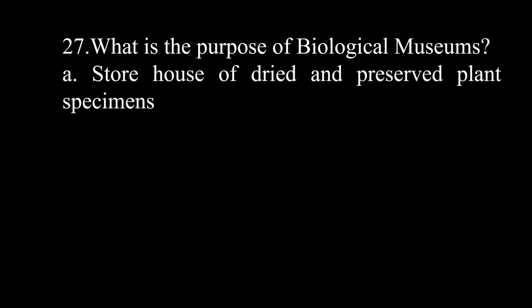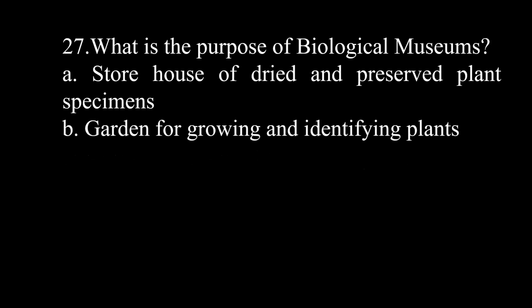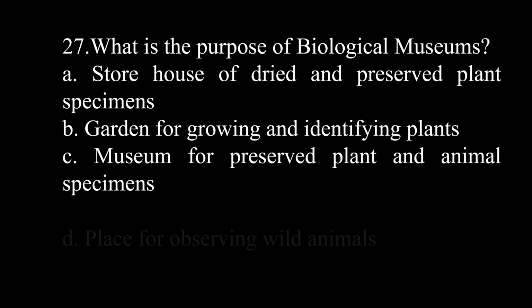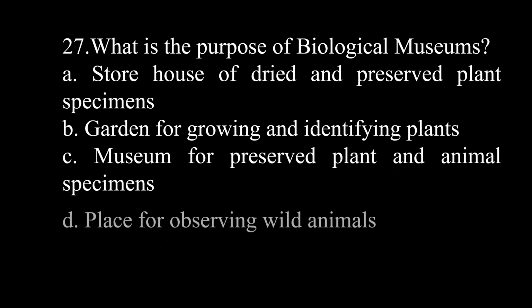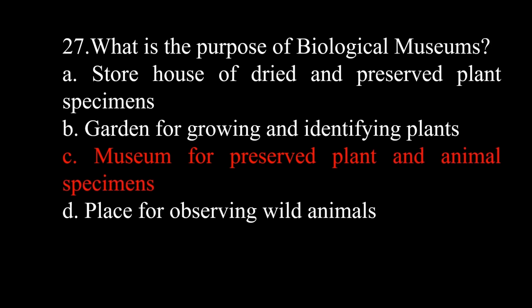Next, what is the purpose of biological museums? A. Storehouse of dried and preserved plant specimens. B. Garden for growing and identifying plants. C. Museum for preserved plant and animal specimens. D. Place for observing wild animals. The correct answer is C. Museum for preserved plant and animal specimens.